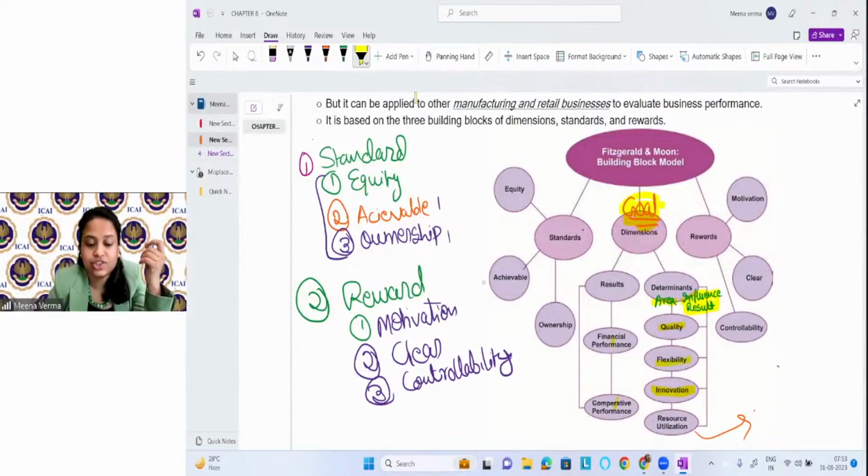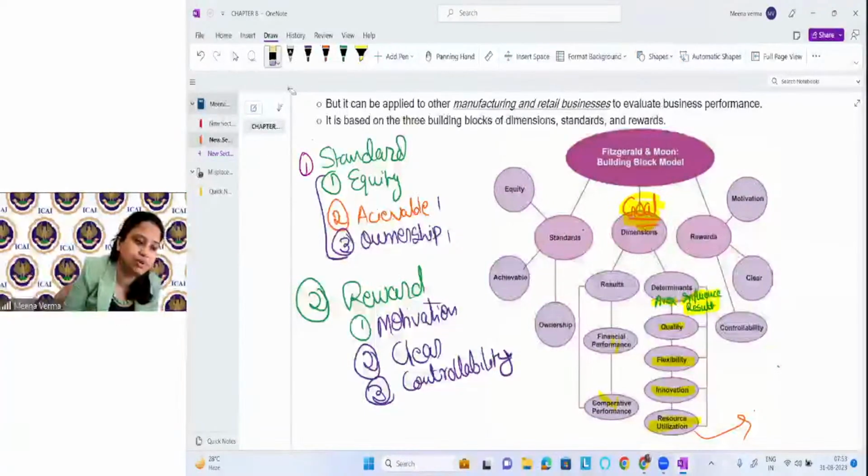If your organization is flexible enough, meaning it adapts to changes and accepts them when there is any change, then it is good for the organization. You will achieve the financial profitability of the company. And if you use the resources of the company in the best possible way, obviously it will improve the profitability of the company.